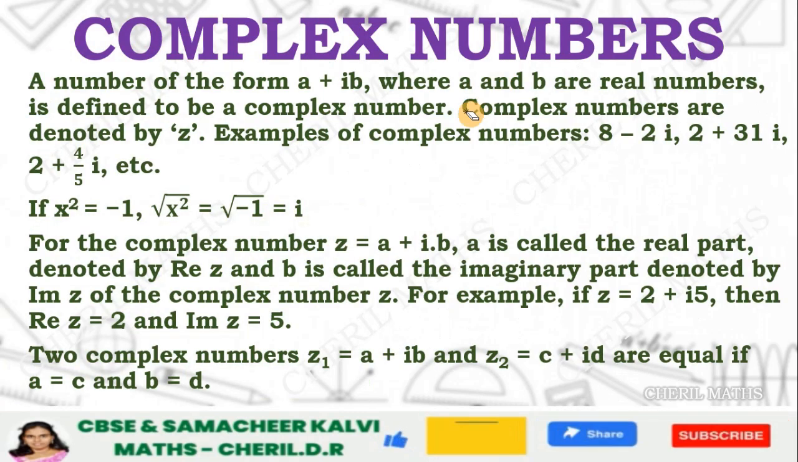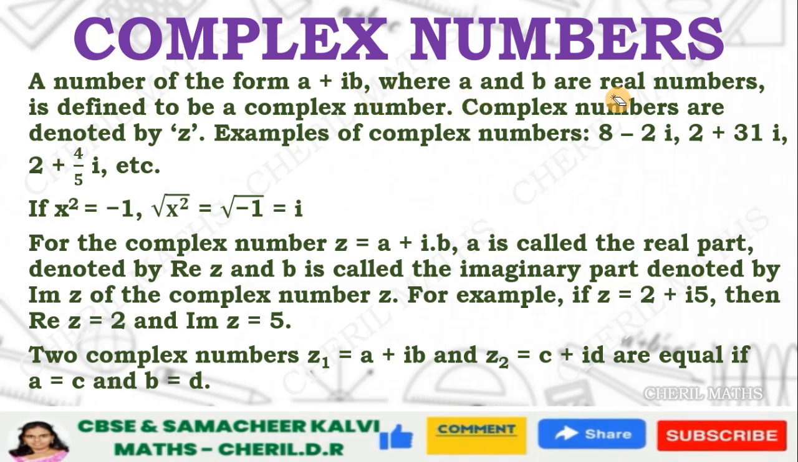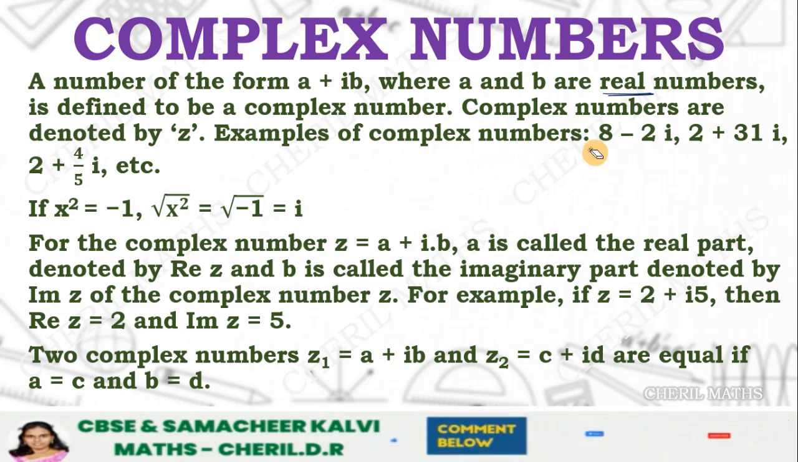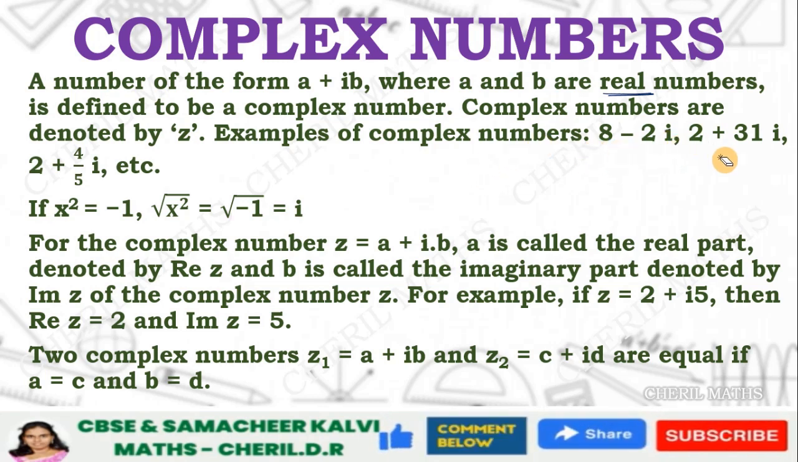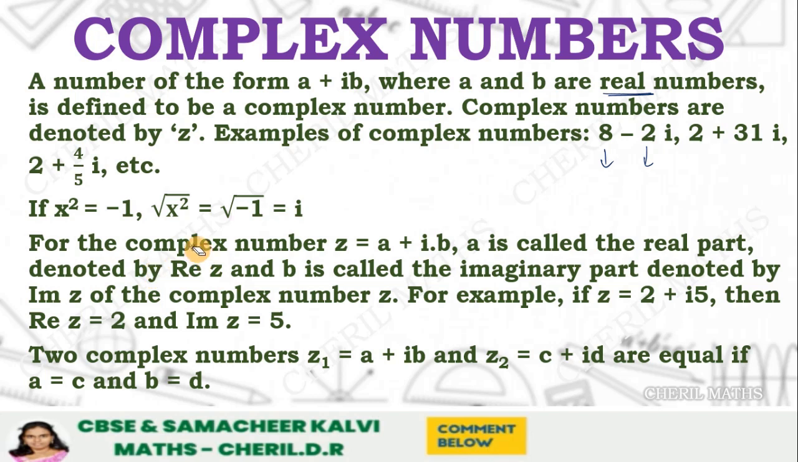Okay, children. So now what is this A plus iB? When you are going to represent complex numbers, you are representing it in the form A plus iB, where A and B are going to be real numbers. We represent complex numbers by Z. So complex numbers are going to be 8 minus 2i, 2 plus 31i, 2 plus 4 by 5i. Any way you can represent. You just need to remember that this and this are going to be real.